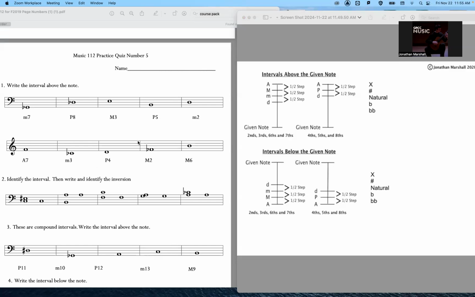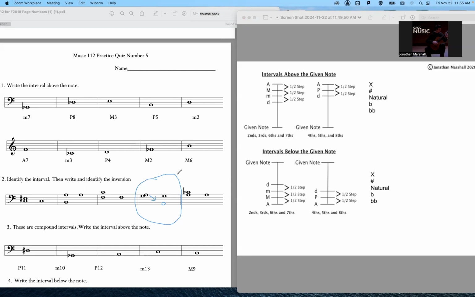Okay, so the next thing is identify the interval, then write and identify the inversion. So let's do one of these. In this case, they kept the bottom note, so we're going to invert the top note. We got to bring that top note down an octave. So we have a G to an A, and they kept the G. So we'll bring the A down here, and then you simply just need to solve for one of those intervals.